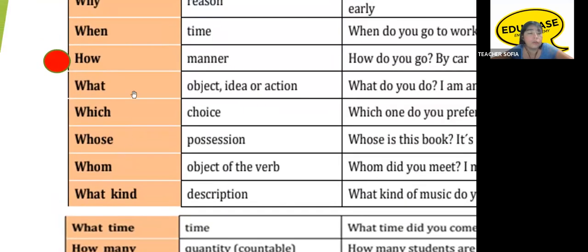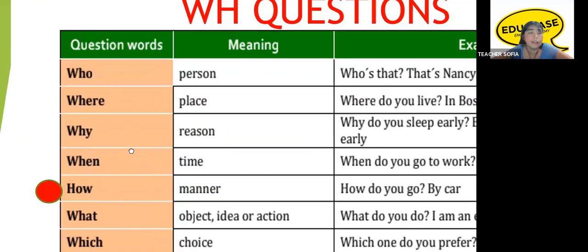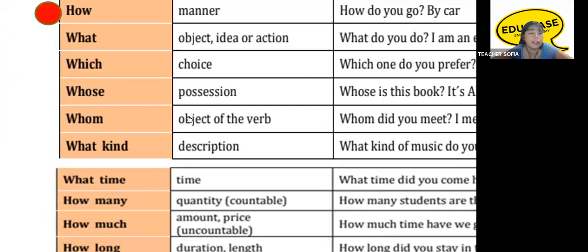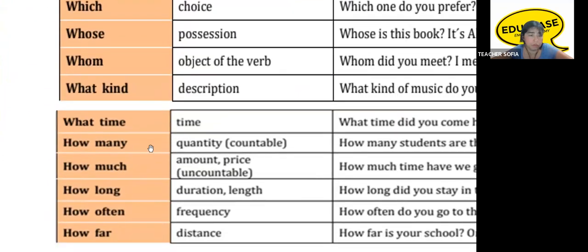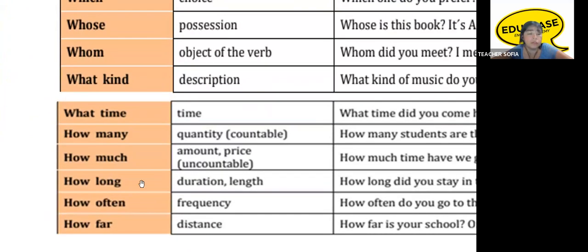I wanted to complete, let's say, this topic, giving you more examples of W words. And in this case, maybe not the most basic, not the most common.